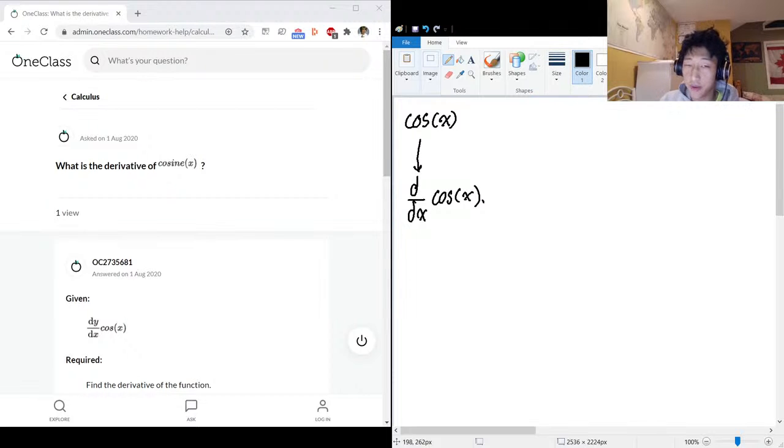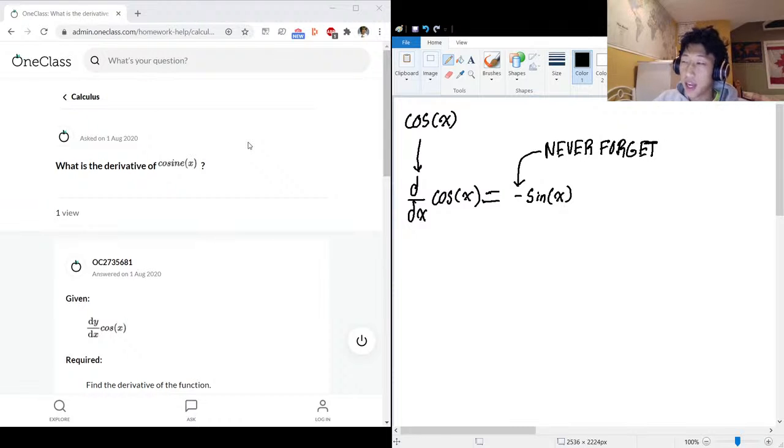Now, this is one of those derivatives that you kind of need to memorize. It really is just negative sine x. Keep in mind this negative, never forget. If you forget that negative, you will be in trouble, and we definitely don't want that.